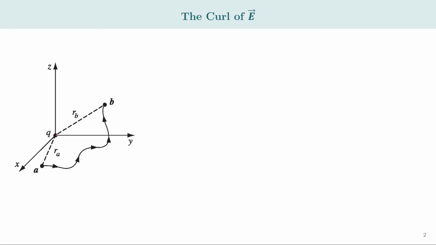We'll try to calculate the curl of E by first considering the simplest possible configuration, that is a point charge at the origin. So here at the origin, we have a point charge Q. Now the electric field that is generated by this point charge is E equal to 1 over 4 pi epsilon 0 Q over R square, which is directed along the R hat direction, that is the radial direction.